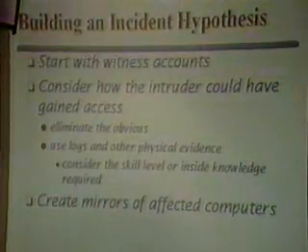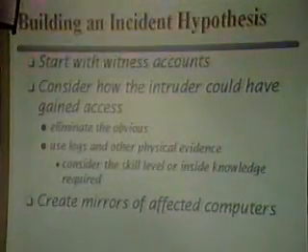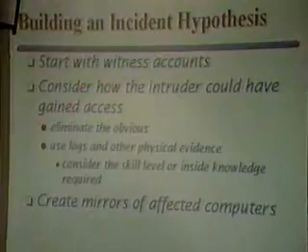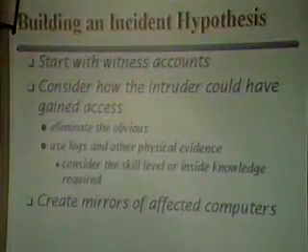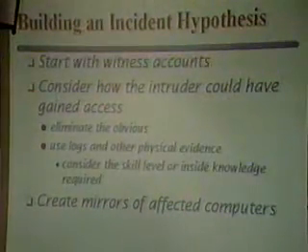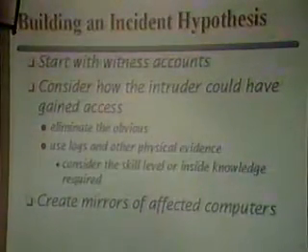Then we consider how the intruder could have gained access, and we eliminate the obvious. If we know for a fact that the intruder dialed into a maintenance modem on a Unix host, and we can establish that unequivocally, there's a pretty good probability they didn't break through the firewall and come in from the internet. We can pretty well eliminate that as a possibility. It helps us when we do our backtrace.